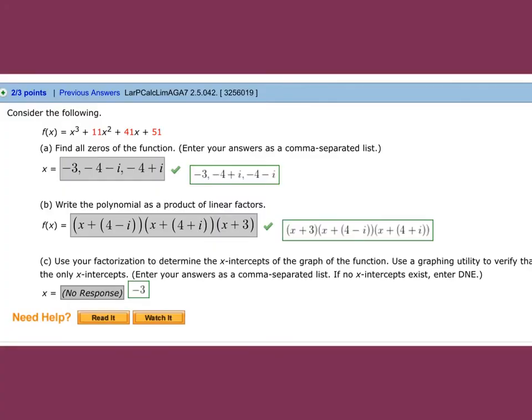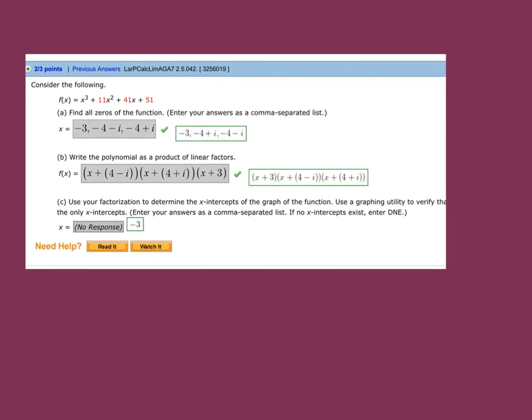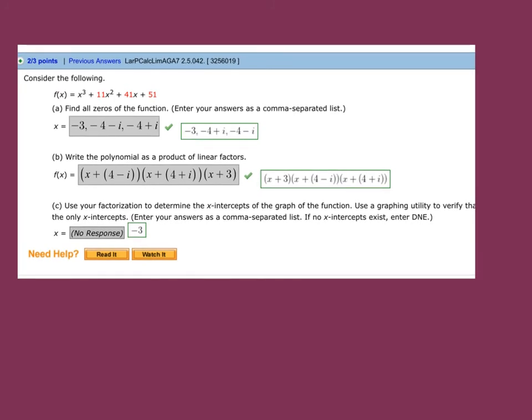Okay. The last question just said, use the factorization to determine the x-intercepts of the graph, and then use the graphing utility to verify that those are the only x-intercepts. So of your 3 roots, you had negative 3, you had negative 4 minus i, and negative 4 plus i. The only one that's going to show up as an x-intercept is the real root, which is negative 3. So that was the only one that works on the actual graph. Anything involving an i is not going to show up on a graph.